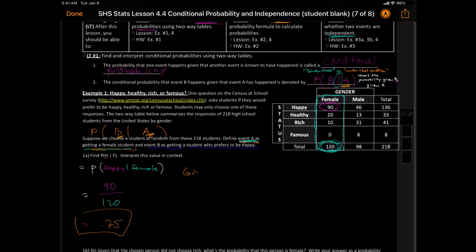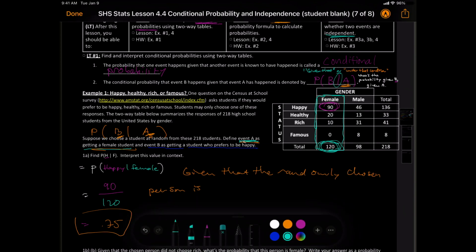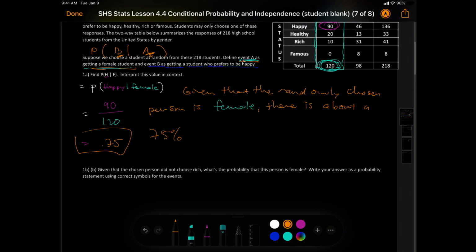What does that mean? Given that the randomly chosen person is female, I'm going to change my color to that light blue because we're only talking about not 218, but just that they're female. There is about a 75% chance she prefers to be what? Happy. So given that they're female and given that they are happy, right?